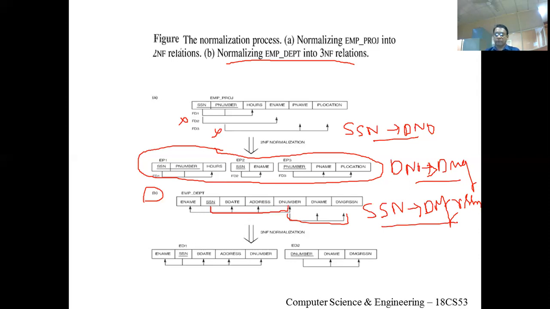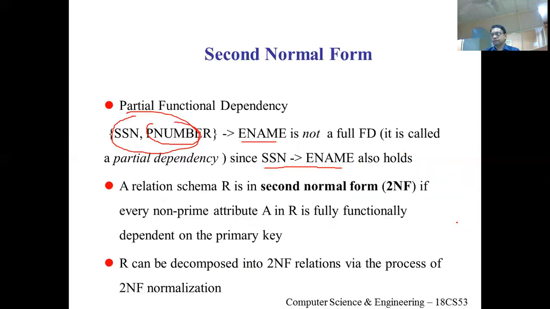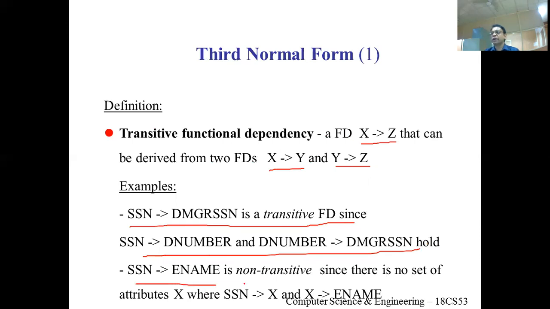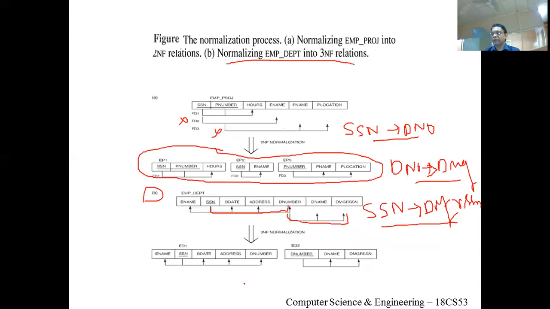So third normal form requires that no transitive dependency should be there in the relation. SSN determines DMGR SSN is a transitive functional dependency, which can be determined using these two functional dependencies. And SSN determines E name is non-transitive because SSN directly determines E name. We are not using additional attributes to determine employee name. SSN determines birth date is also a non-transitive dependency.